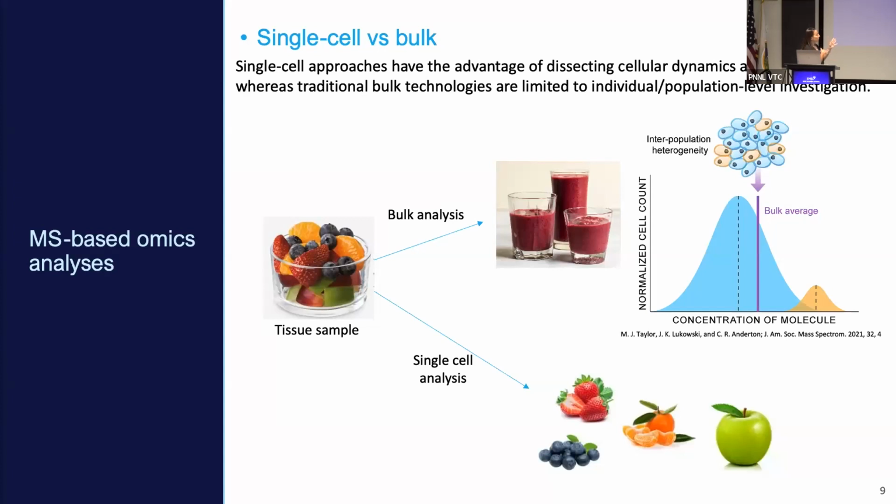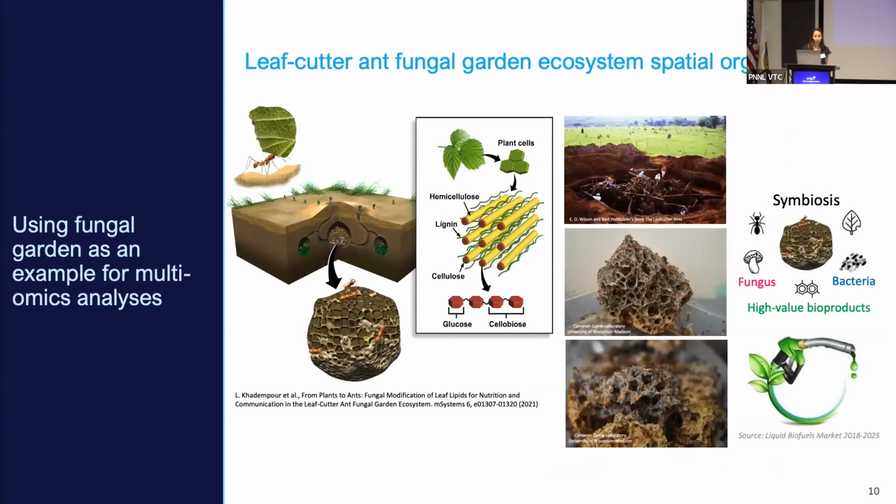So there are some pros and cons for both. It all depends on what you are looking for. But we are going to show you data obtained by both approaches today. So let me tell you in a few words about this really interesting project and why we leverage the mass spectrometry capabilities we have here in EMSL to investigate the spatial distribution in one very complex and heterogeneous system such as the leafcutter ant fungal garden ecosystem.